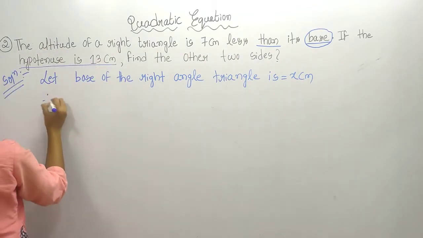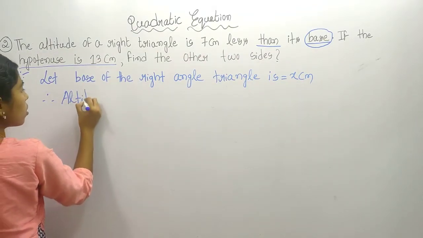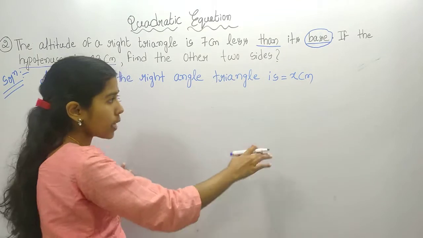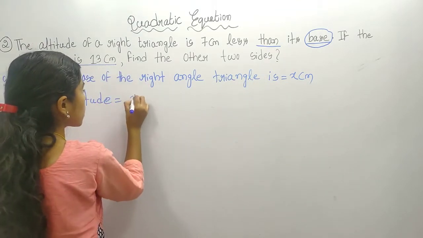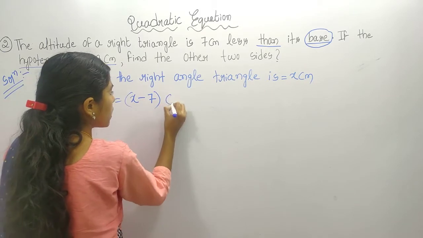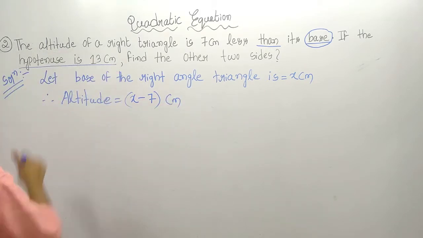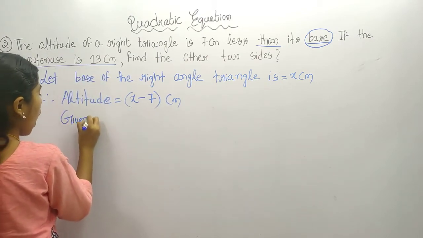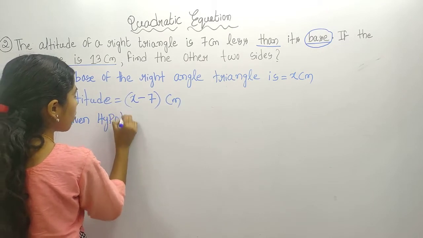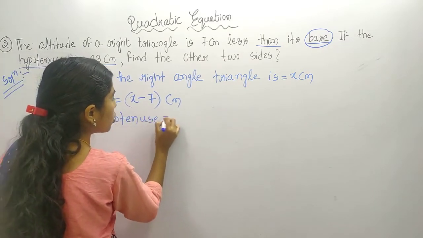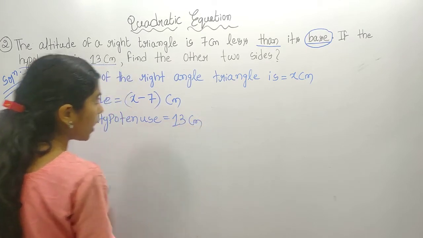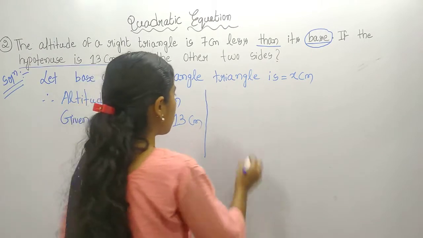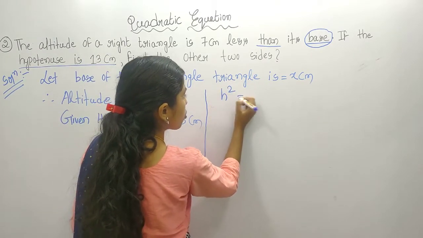Therefore, altitude equals 7 cm less than base. So here base is x, that means altitude will be x minus 7 cm, right? Then here hypotenuse is given as 13 cm. So what will we write? Given, hypotenuse equals 13 cm, right?